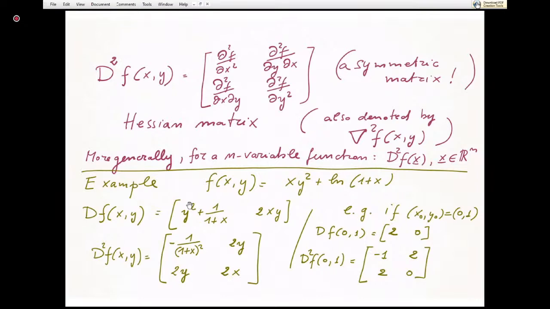Okay, so what is the second pure derivative with respect to x? It doesn't depend on y. y is a constant, so it is minus 1 over 1 plus x squared. What is the second pure derivative with respect to y? You have to differentiate this with respect to y, which is 2x.